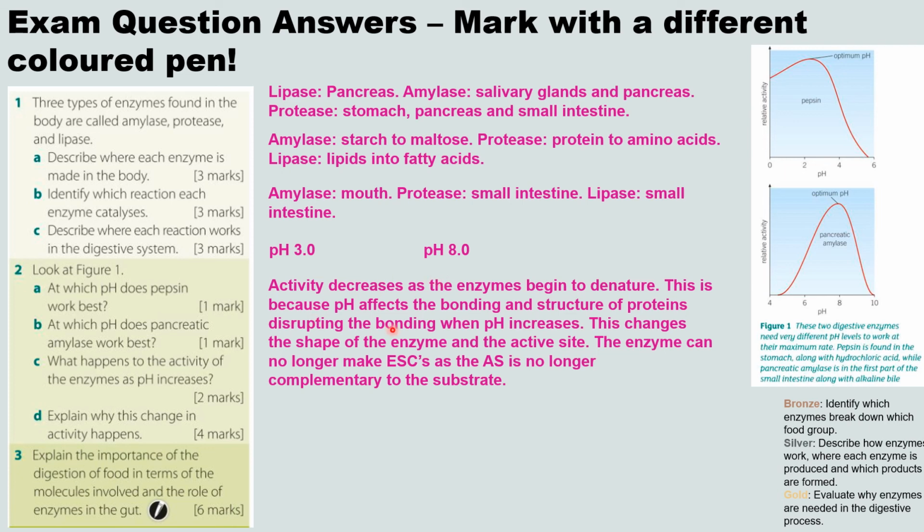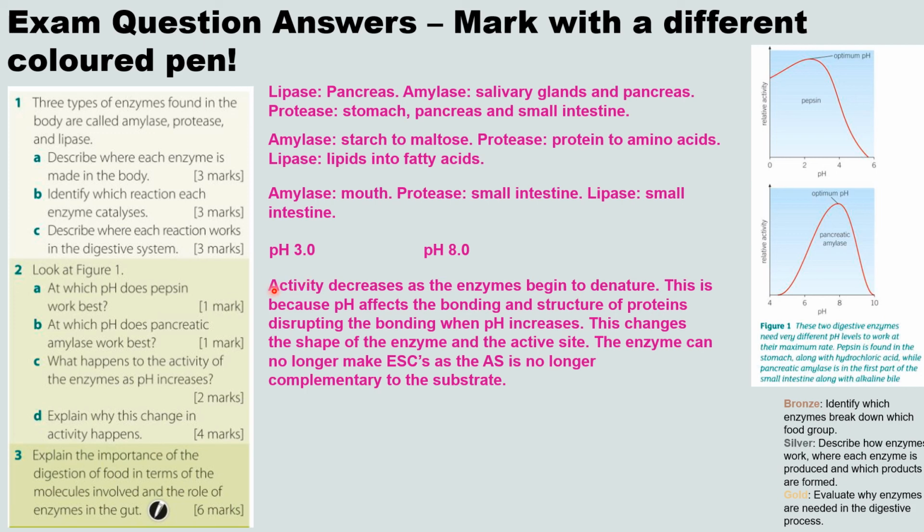This is because pH affects the bonding and the structure of proteins, disrupting the bonding when pH increases. This changes the shape of the enzyme and the active site, and the enzyme can therefore no longer make enzyme substrate complexes, as the active site is no longer complementary to the substrate. So it does not work anymore. That is the basic answer. But obviously you need to write enough to get the 4 marks.